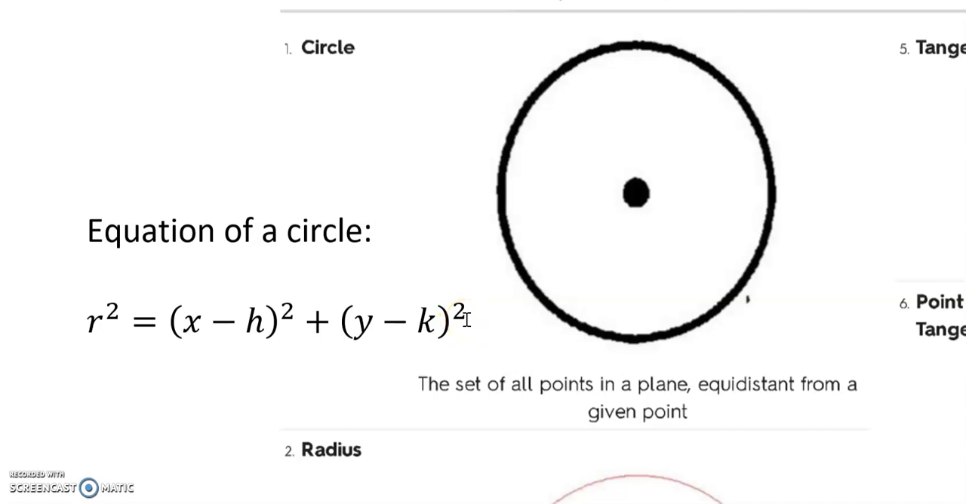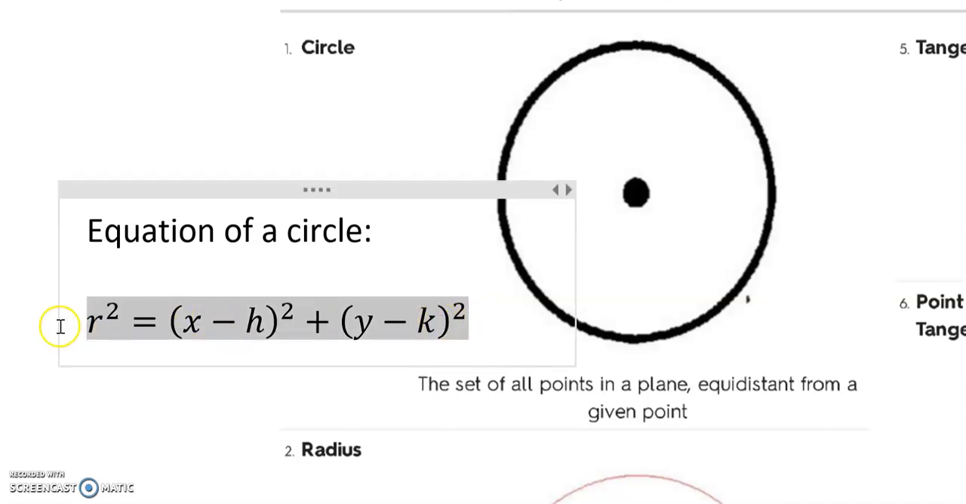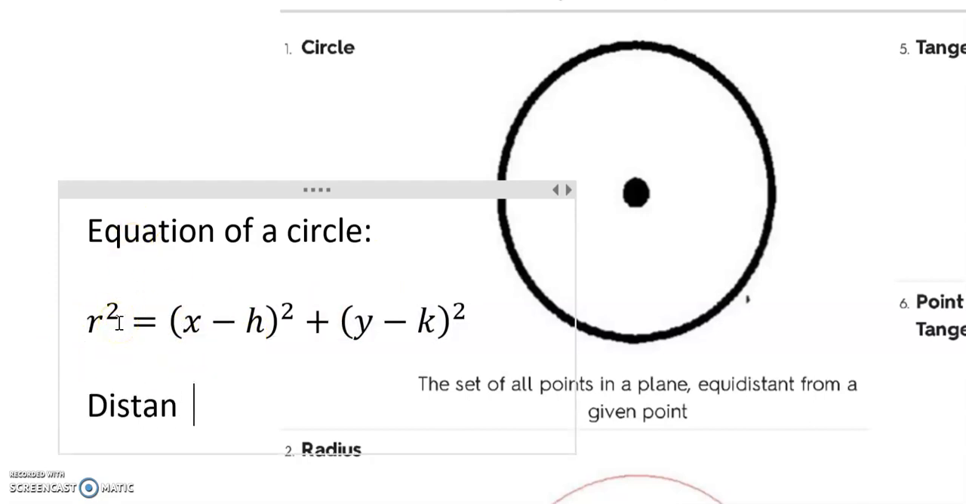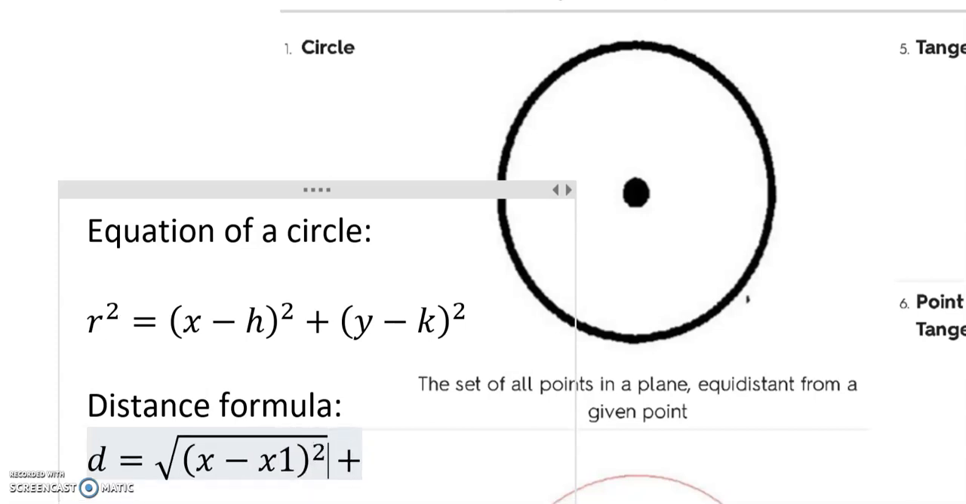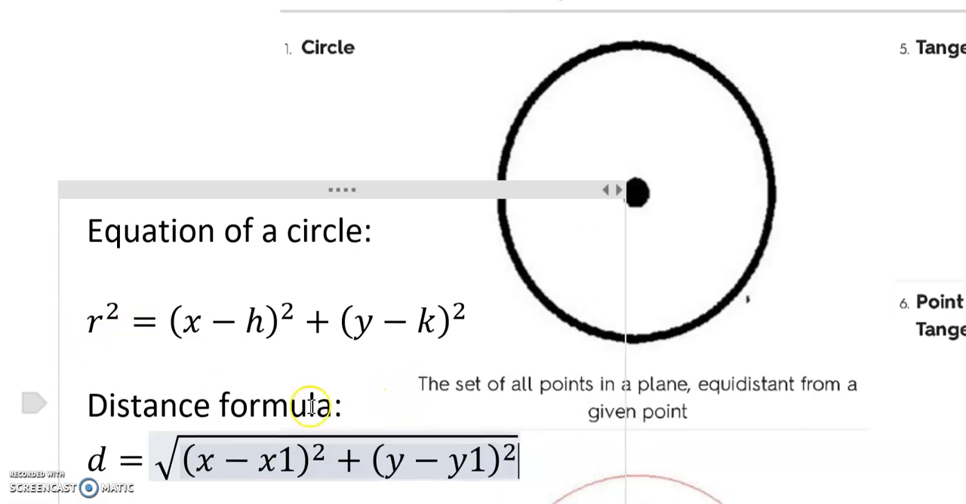You could also look at it from the equation of a circle. Now, this year we're not going to get to go into this too much, but this right here is our equation of a circle. And if you look at it, it's very close to our distance formula, right? The distance formula is the square root of x minus x1 squared plus y minus y1 squared. And that's our distance formula, which, when we learned that, we saw came from the Pythagorean theorem.